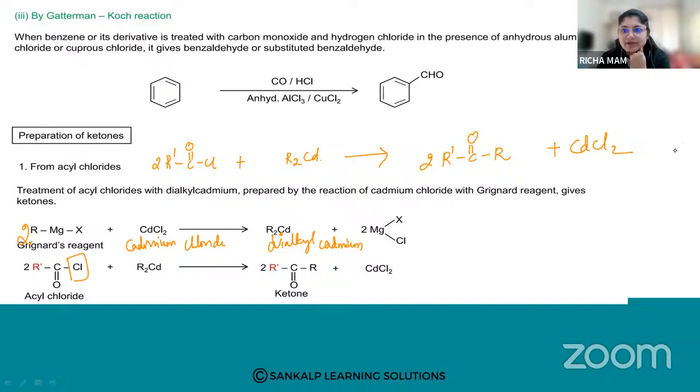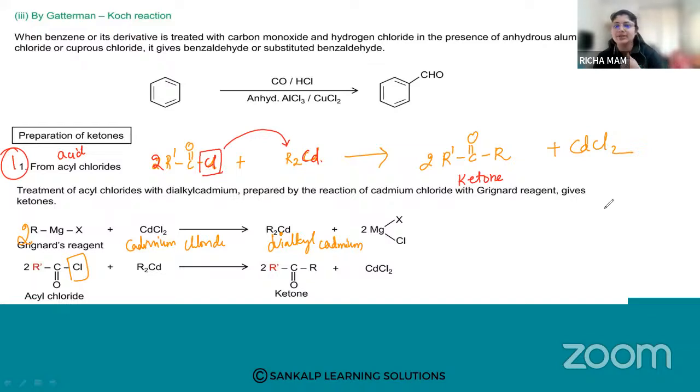So what is happening here? Your Cl is a good leaving group, so Cl is replaced by this R. This is the product, your ketone, and your cadmium will react with the 2Cl and form cadmium chloride. Is it clear? So this is our first preparation, from acyl chlorides or acid chlorides.